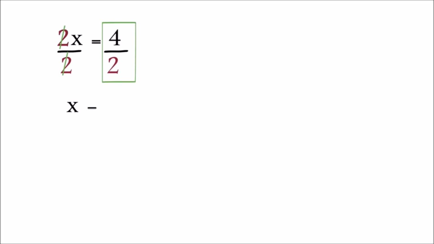Let's look at 2x equals 4. We want to solve for x. We know 2x means 2 times x. We must get rid of the 2. Since it is multiplying, we will perform the opposite operation, which is division. We divide both sides by 2. The 2 will cancel out. 4 divided by 2 is 2. Therefore, x equals 2.